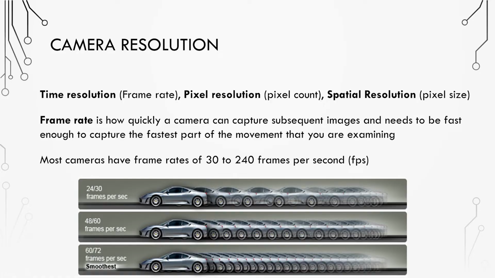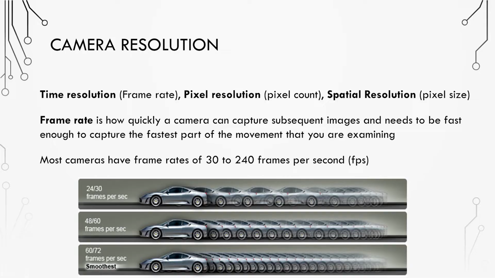The first thing we'll look at is camera resolution. Camera resolution can be broken down into time resolution, pixel resolution, and spatial resolution. Time resolution is referred to as frame rate. Frame rate is the number of frames recorded by the camera every second. Your frame rate needs to be fast enough to capture the fastest part of the movement that you're examining.